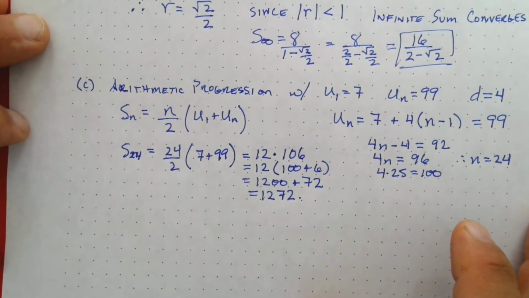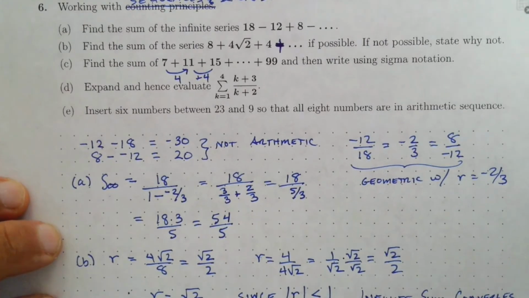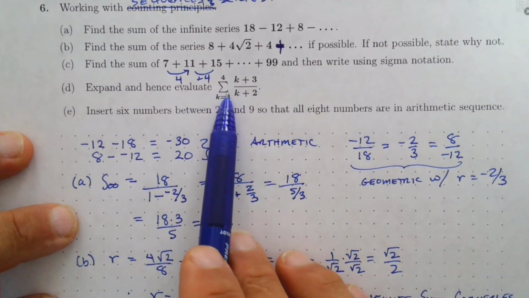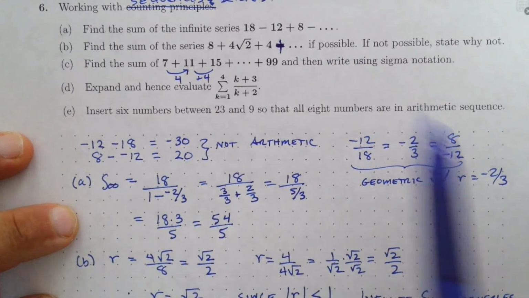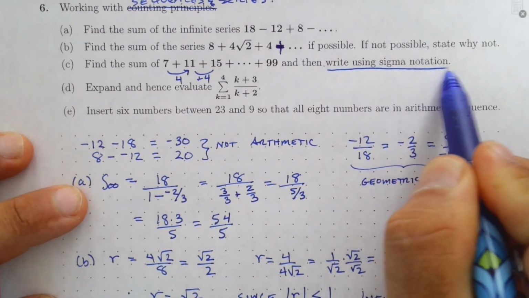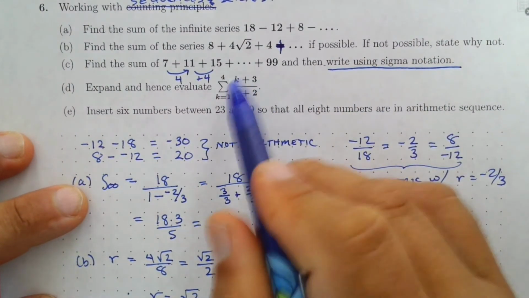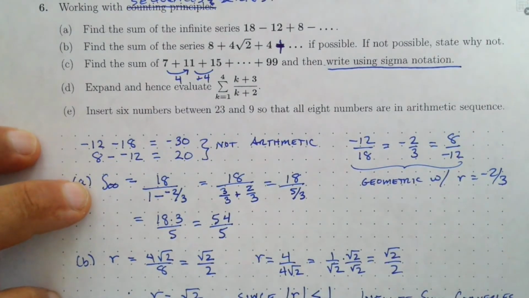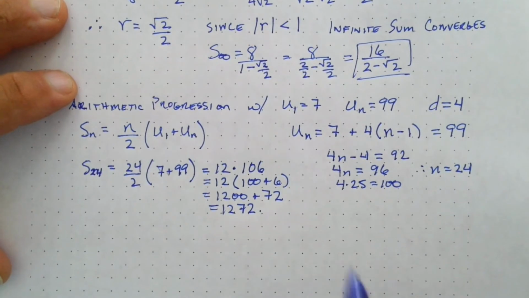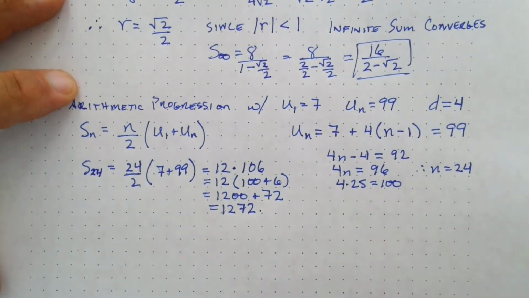Okay, so a couple are left. We want to expand and hence evaluate this piece, and then, oh look, up here, we need to write using sigma notation, so we didn't quite finish out C, but we can use C and D to kind of help us out. So, for C, we need to finish writing this using a sigma notation.